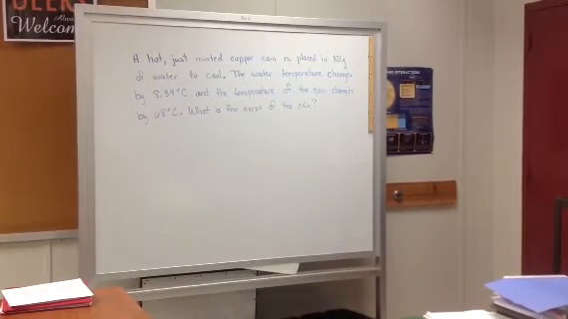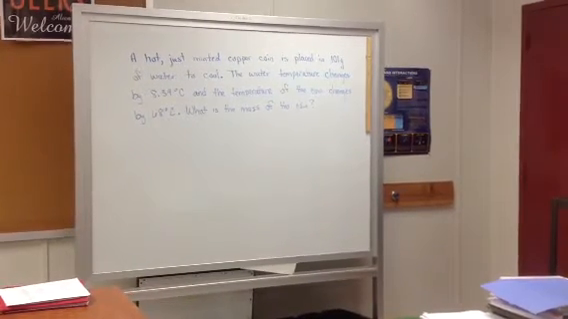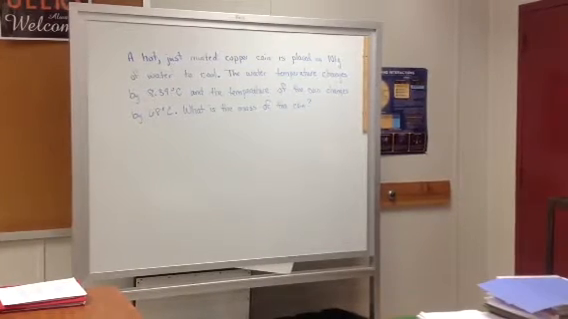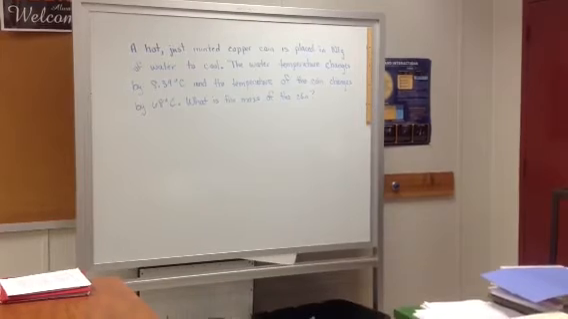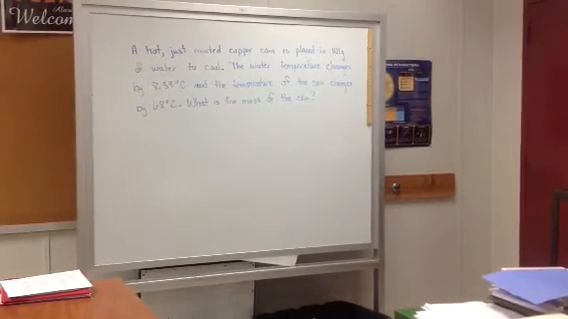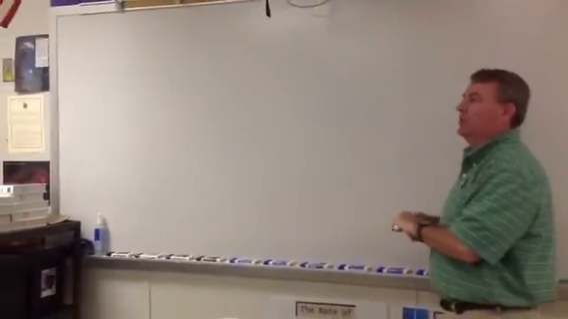A hot, just minted copper coin is placed in 101 grams of water to cool. The water temperature changes by 8.39 degrees Celsius, and the temperature of the coin changes by 68 degrees Celsius. What is the mass of the coin? Alright, let's look at what we're given.